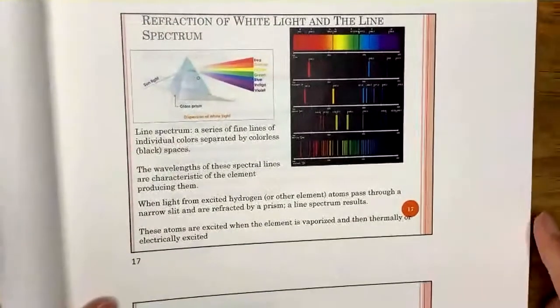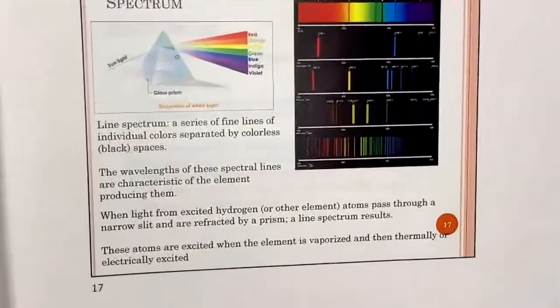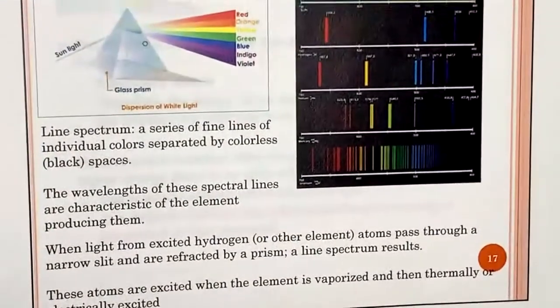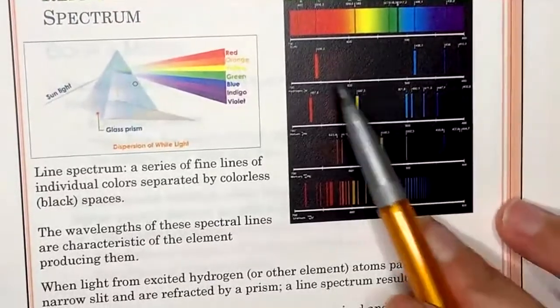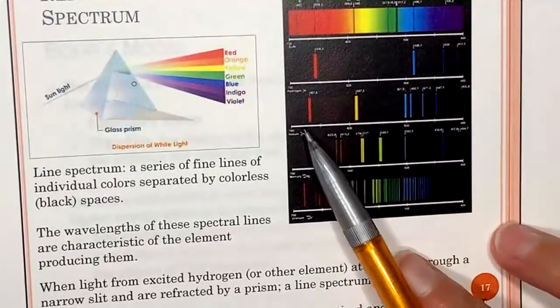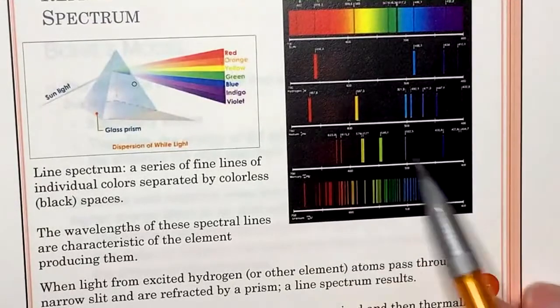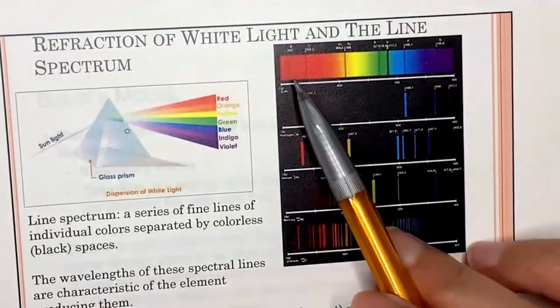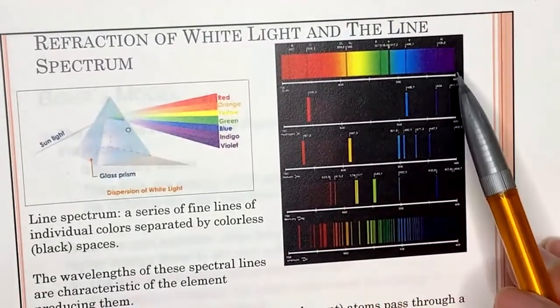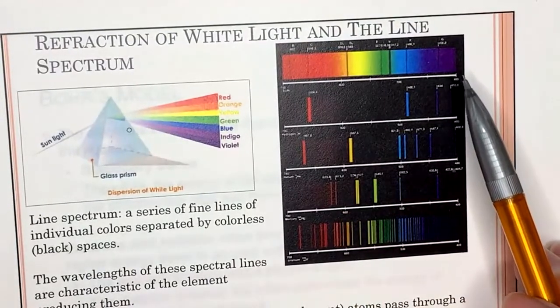So if we zoom in a little bit, you'll see this on your slide number 17 also. This one here, you can't see, that's hydrogen right there. And then I think that's helium, and that's something else. And then that's uranium right here. And this is going to be the sunlight. See all the colors on there? So that's the spectrum here.